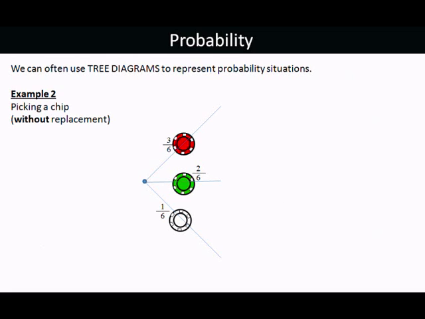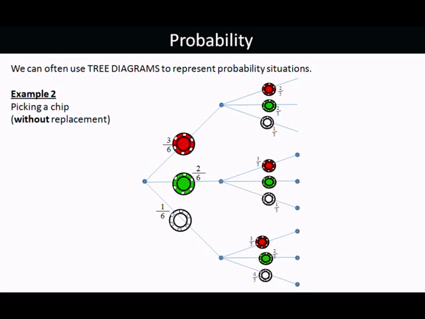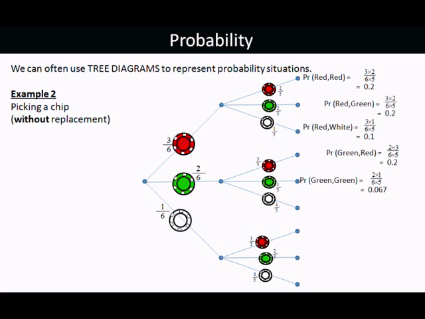But example 2, picking the chips out and not putting them back. So this time the probabilities for the second person are all out of 5, because they've only got 5 chips to pick from. And again, we can multiply these out to work out the probabilities of each possible outcome. So red has a probability of 0.2, and so on, just multiplying the branches out to work out the probability.